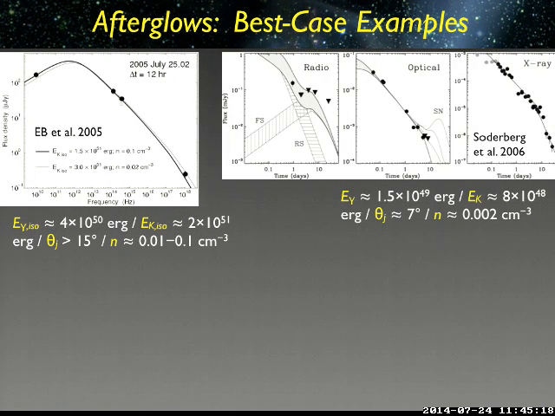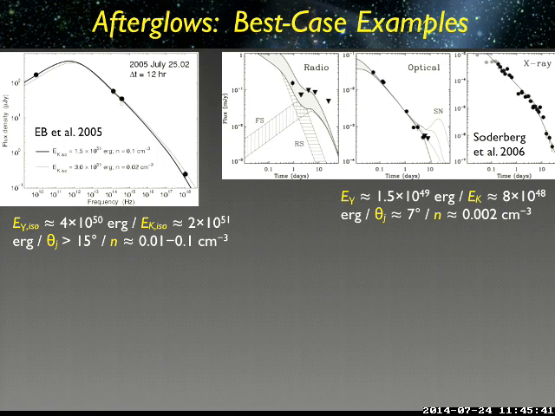Here's another example where we have radio, optical, and X-ray observations. Here we actually see a signature for a jet, which I'll come back to in a few minutes. So we can actually get the beaming corrected energy. We find that it's about 10 to the 49 for the kinetic energy, and the gamma energy is also about 10 to the 49. And again, the density is low, something like 2 times 10 to the minus 3 particles per cubic centimeter.